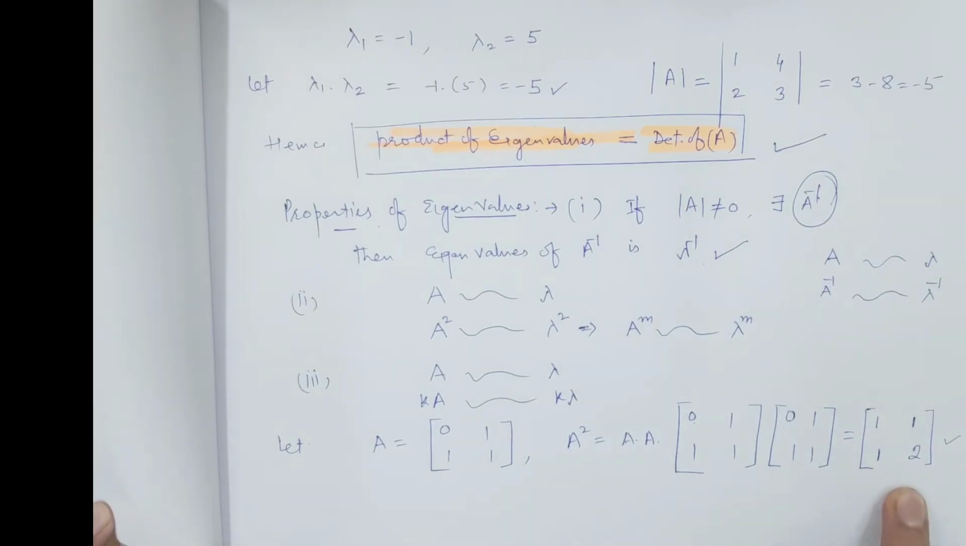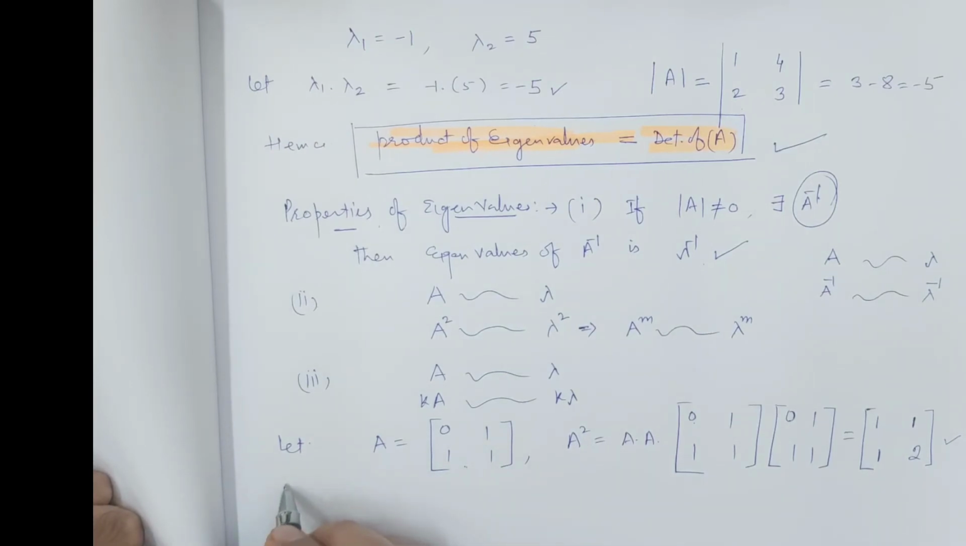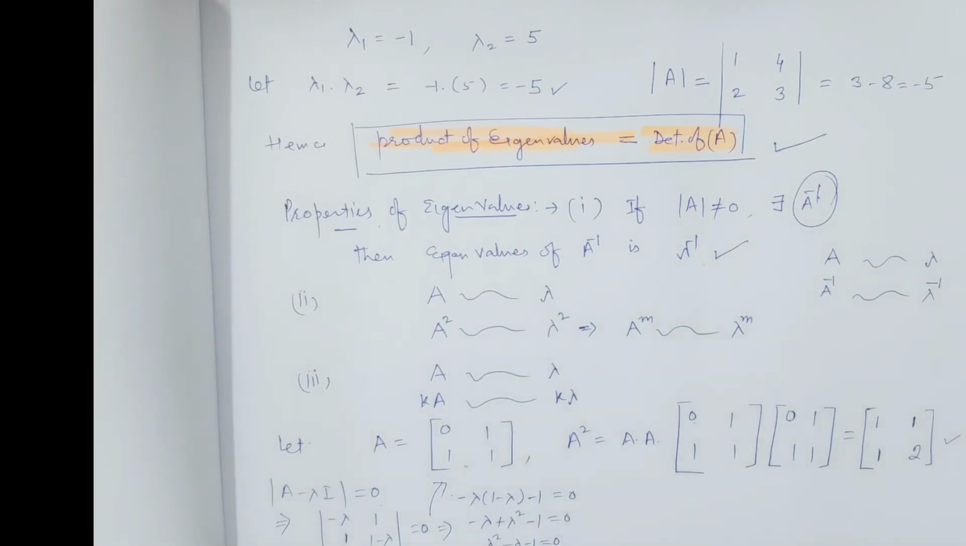Now, we can check. Eigenvalue of this, that is A minus lambda I determinant equal to 0. We can write this implies minus lambda 1 1 1 minus lambda determinant equal to 0. We can solve here. Minus lambda times 1 minus lambda minus 1 equal to 0. Minus lambda plus lambda square minus 1 equal to 0. Lambda square minus lambda minus 1 equal to 0. This is the quadratic equation for it.